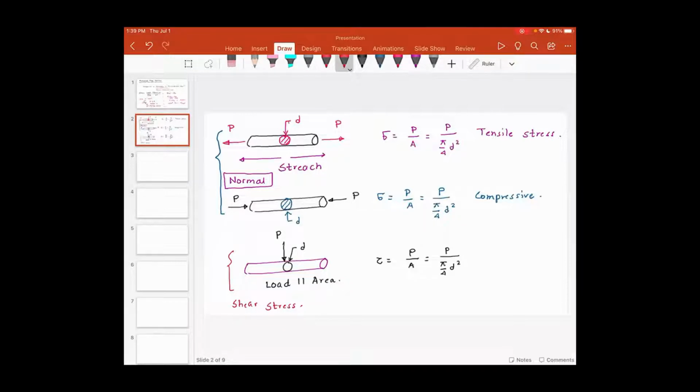Because we are trying to shear it off. And these are the very basic stresses.